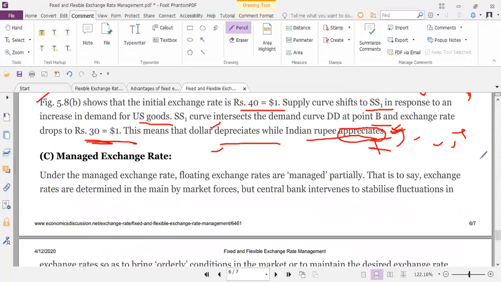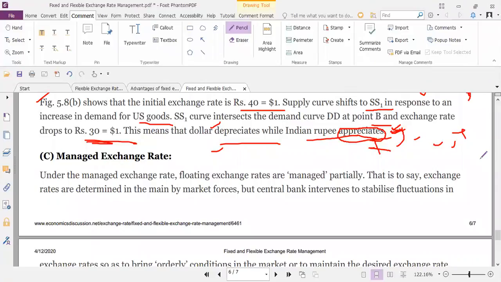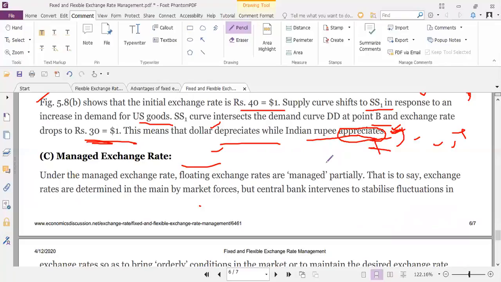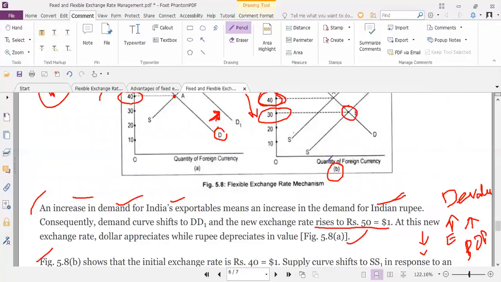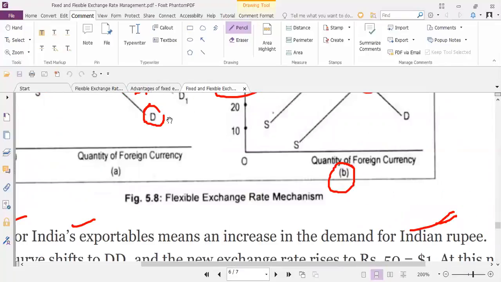This managed exchange rate is actually not in your syllabus, and I've just given you a brief idea about this. It is actually partial. This is a mixture of fixed and flexible. Both are working together here. It is neither completely fixed nor completely flexible. You can just go through it later also. So that's it. I think we are done with this part, the explanation of this flexible, and then now we'll move to this.